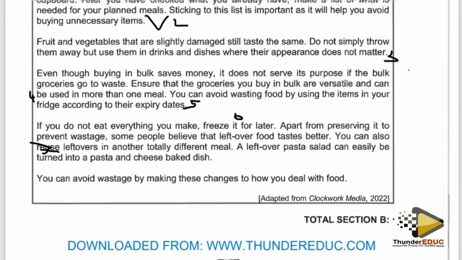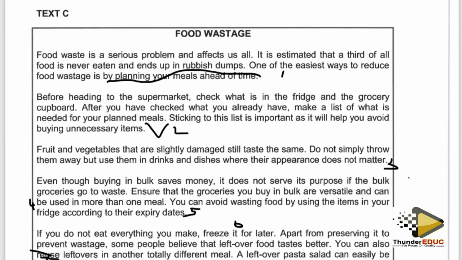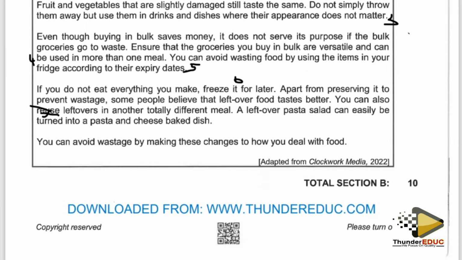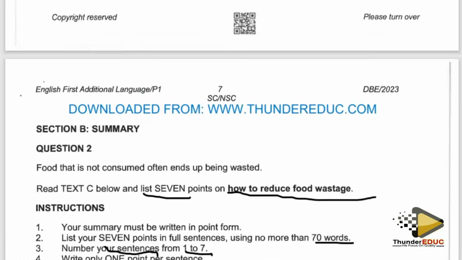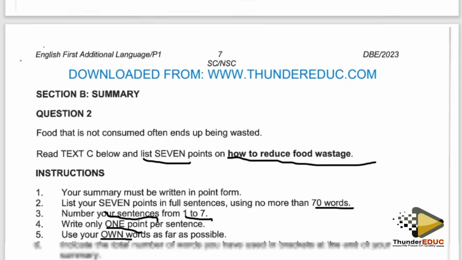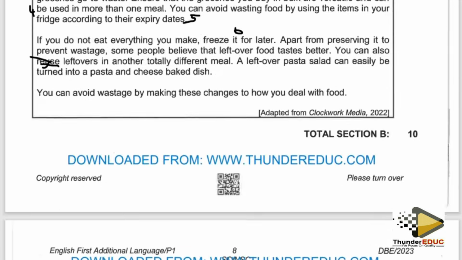When you have taken your 7 points, you are now going to be able to change them into your own words, and then that's when you can have your 7 points for the summary in your own words, in 70 words, and you have your summary. So let's make sure that we do not exceed our word limits. Let's make sure that we only take the relevant points. This is always in bold font so that it can help you to stick to what the question wants. That's our section B, which is our summary.